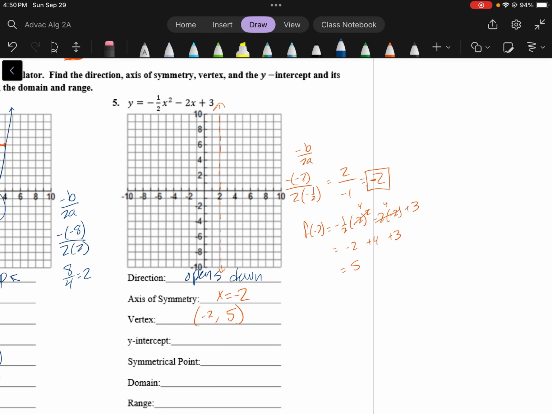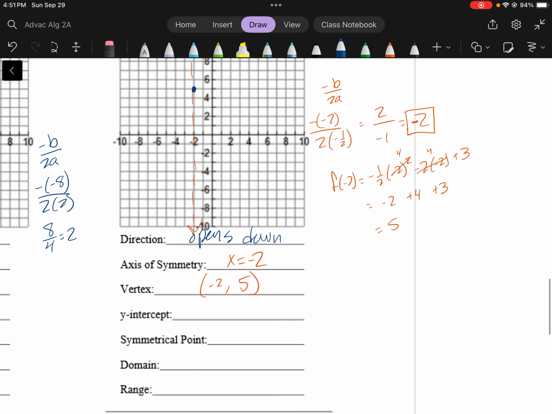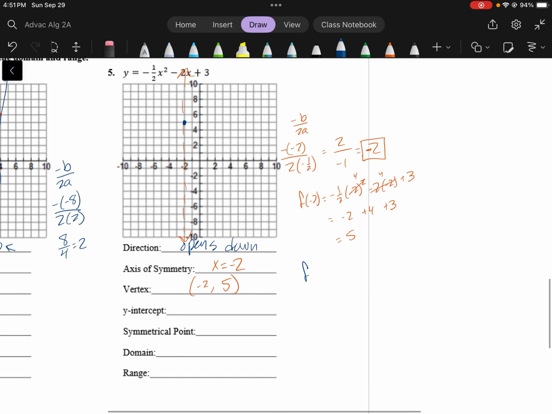So I need to change my drawing for the axis of symmetry. It's going to go right there. Then we have negative 2, positive 5, and I know it's going to be opening down, so I can predict where my y-intercept is going to be. So if I plug in 0, f of 0 is negative 1/2 of 0 squared minus 2 times 0 plus 3. Well, that's 0 and that's 0, so it's going to be 3. 0, 3.